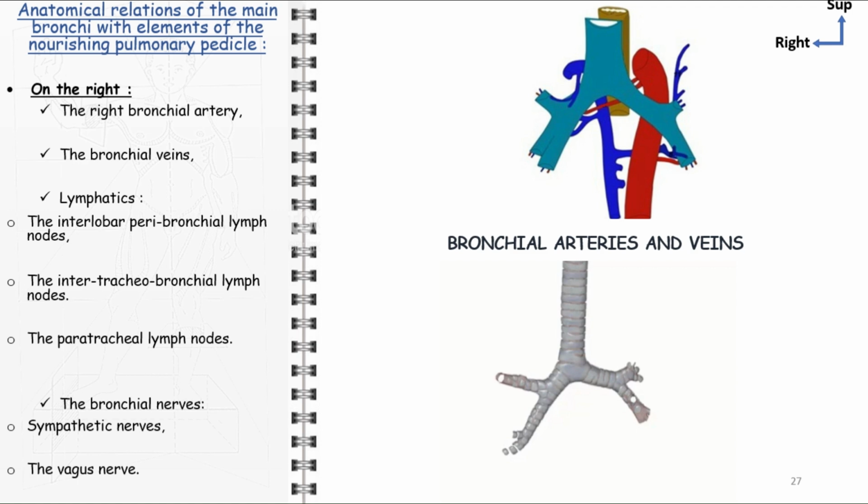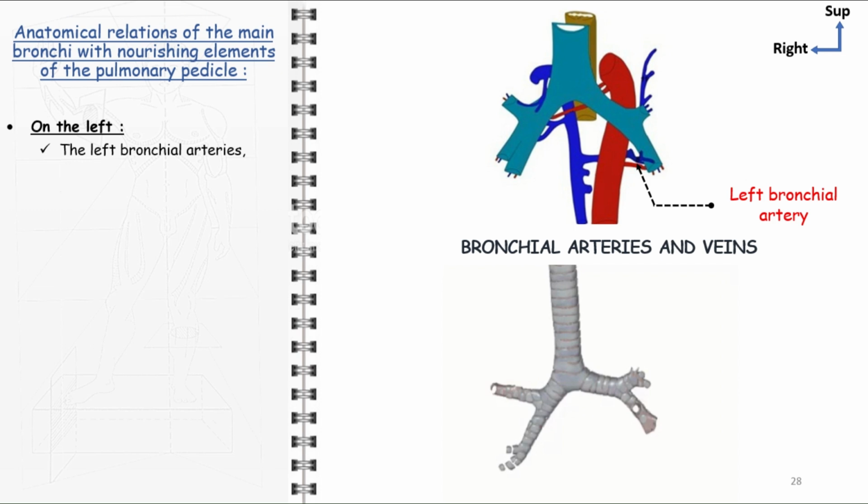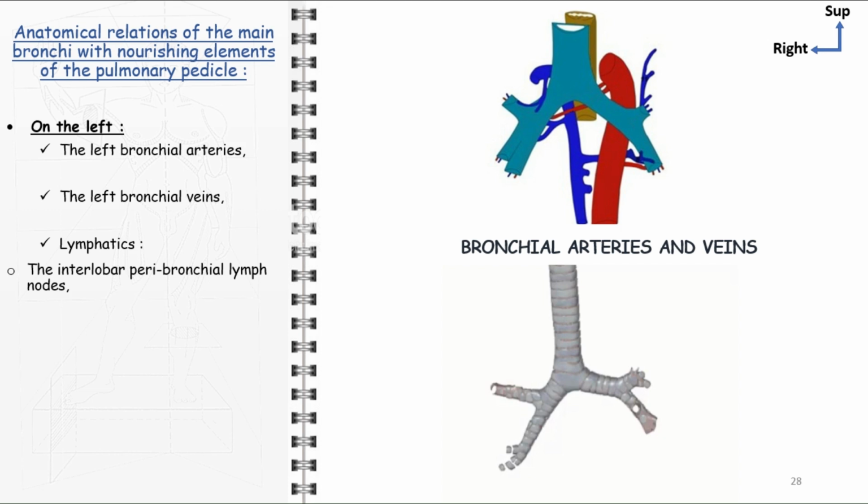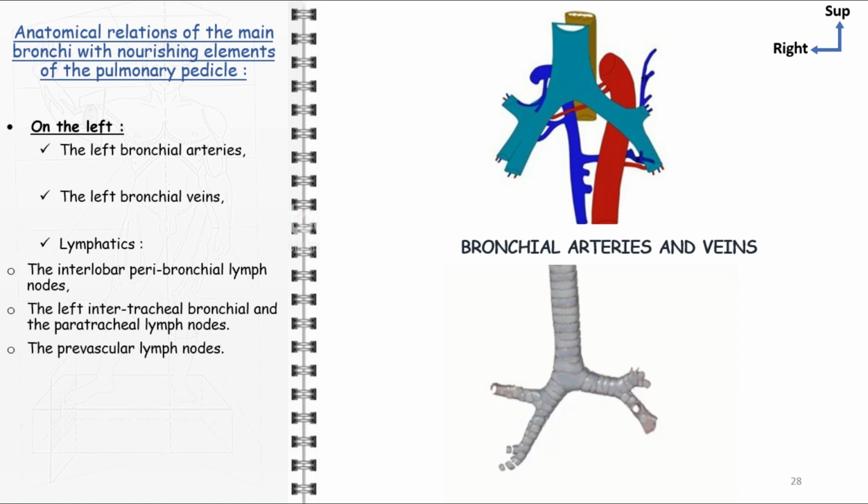And on the left, the bronchial arteries, traveling along the posterior surface of the left main bronchus, and the left bronchial veins, that arise from the posterior surface of the left main bronchus. The left main bronchus is also in relation to the lymph nodes that receive lymphatics from the left lung, that are the interlobar peribronchial nodes, the intertracheal bronchial nodes and left paratracheal nodes, and the prevascular nodes.